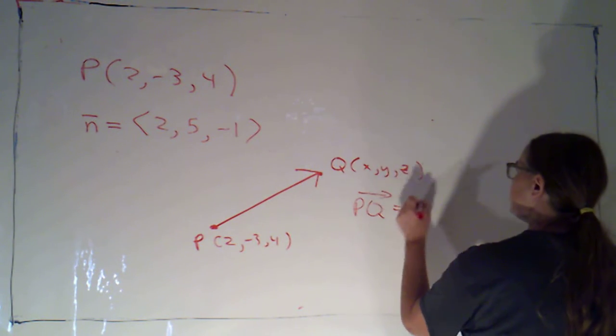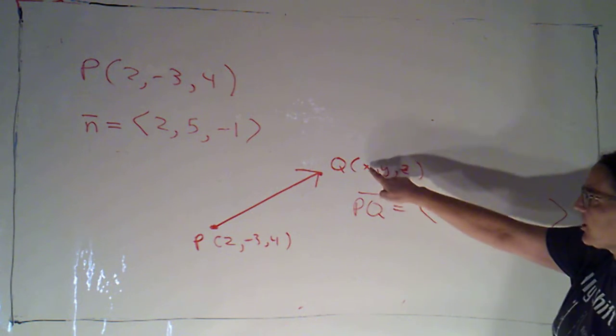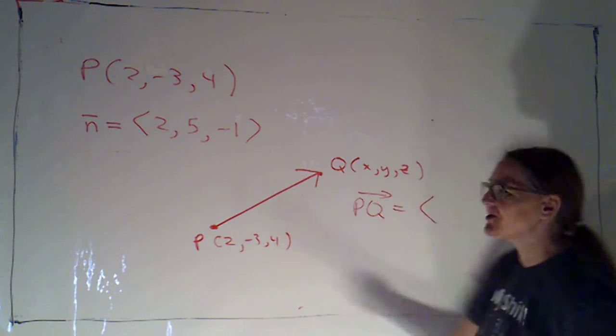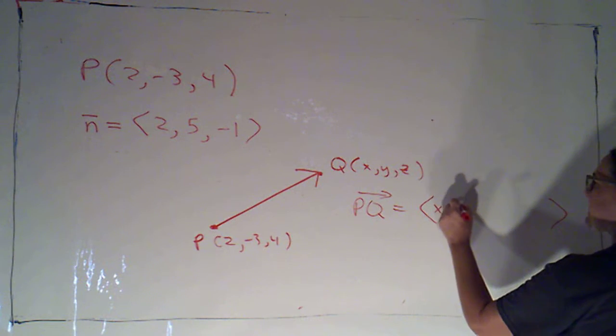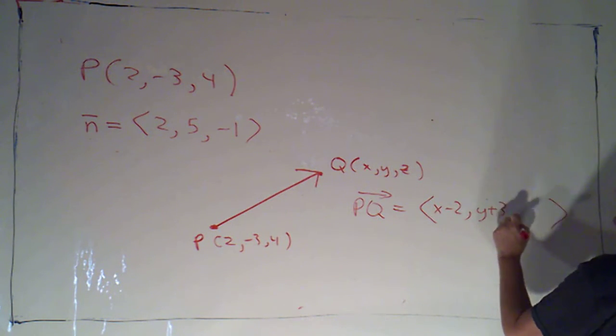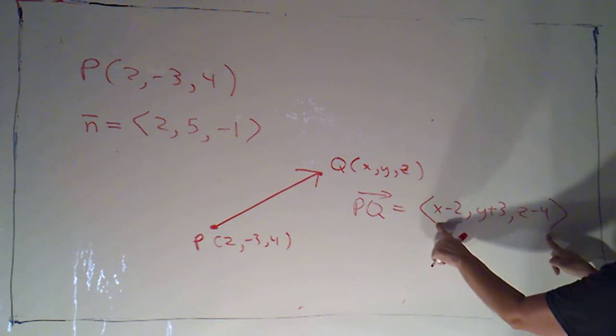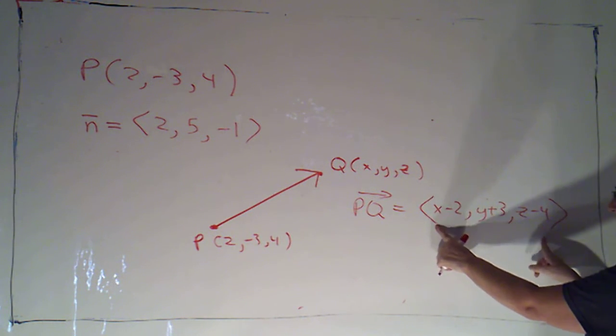Now I know how to do that. We just subtract components, remembering that we subtract from our ending point minus our starting point. So this would become x minus 2, y minus negative 3 would become y plus 3, z minus 4. Now what do I know about this vector?